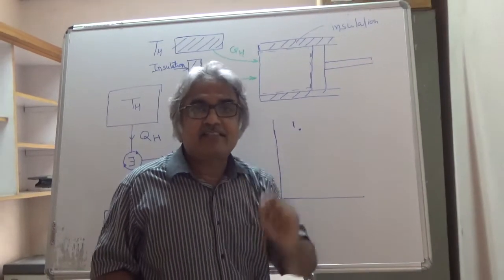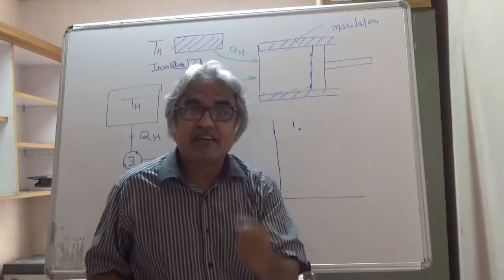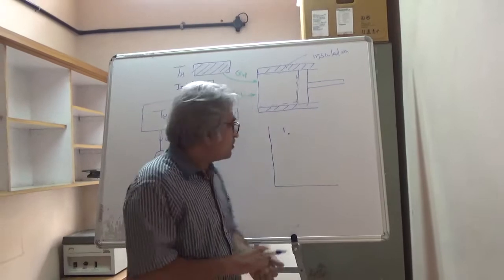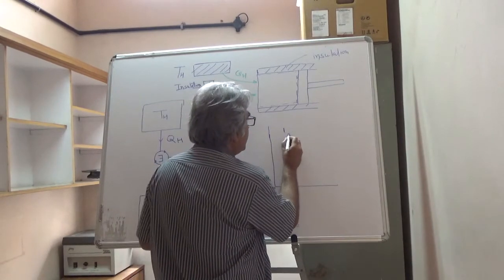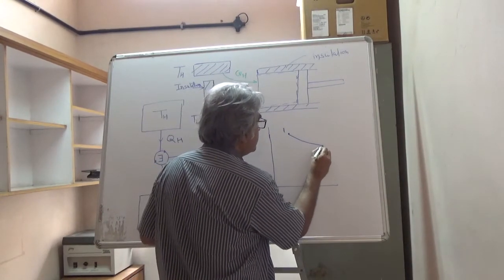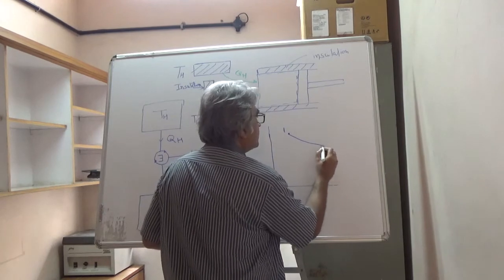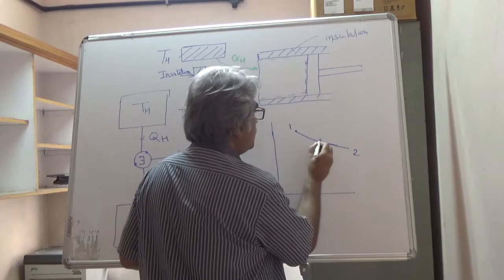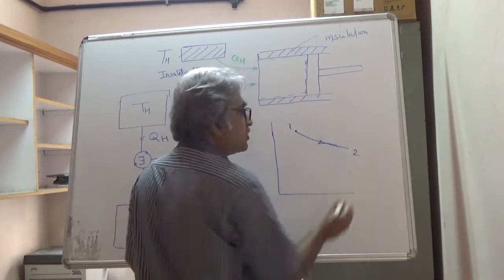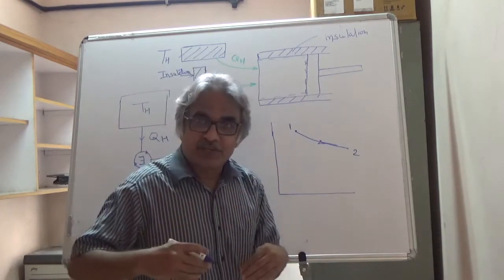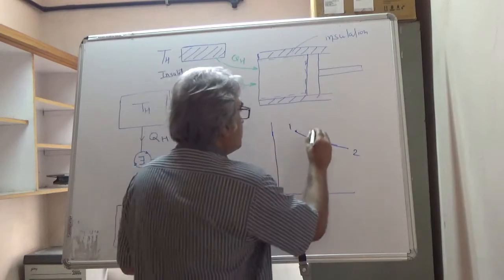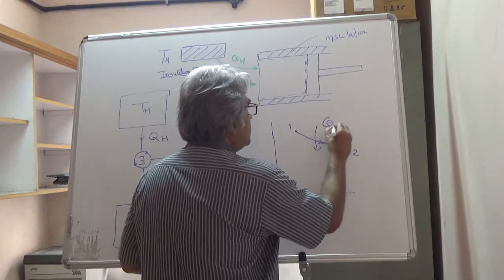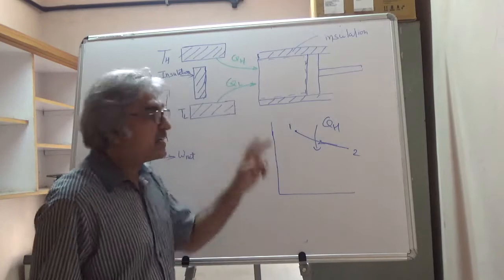So heat addition is reversible and isothermal. The isothermal process here is shown like this, right? So I can say 1 to 2 is an isothermal process, and it is also reversible. So it's a reversible isothermal process during which QH amount of heat is given to the engine.